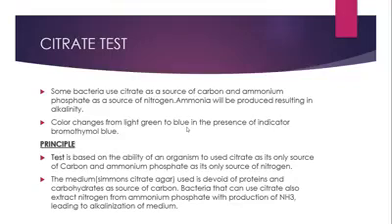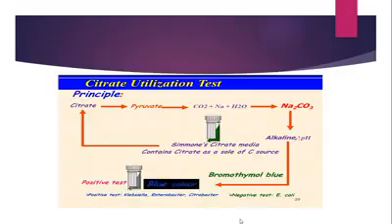The medium which is used in the citrate test is Simmons citrate agar. That is actually devoid of proteins and carbohydrates, and so only the citrate which is present in this medium is going to be used as the source of carbon. And bacteria that can use this citrate can also extract nitrogen from the ammonium phosphate with the production of ammonia, and that leads to alkalinization of the medium.